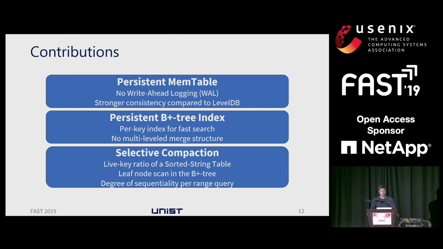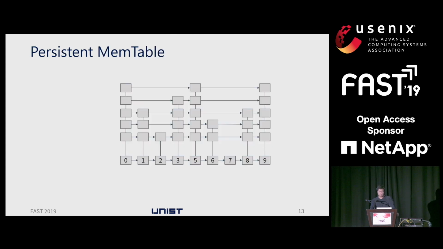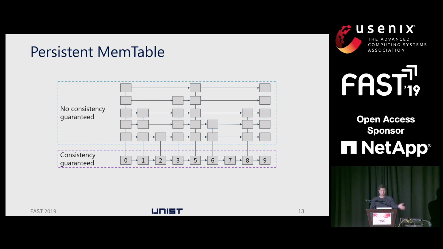So let's go over the first contribution, and that's the persistent memtable. As in LevelDB, we use a skip list. However, in the skip list, we guarantee consistency only for the base level of the skip list, because the main data, the key-value pairs, are stored there. And the upper levels, the link levels, we don't guarantee, because if a crash happens, we can always recover those.